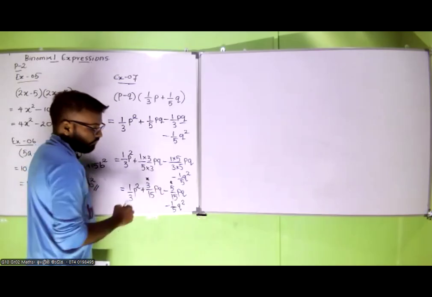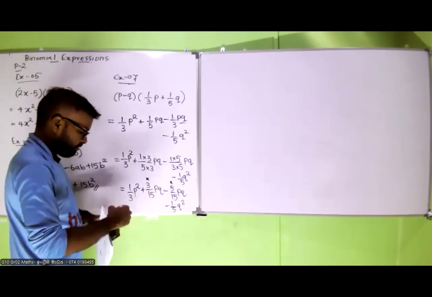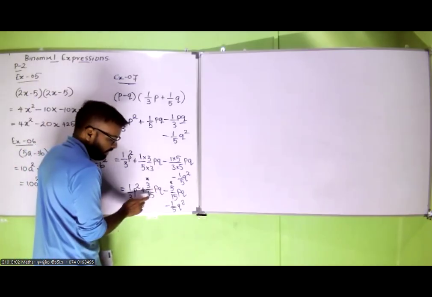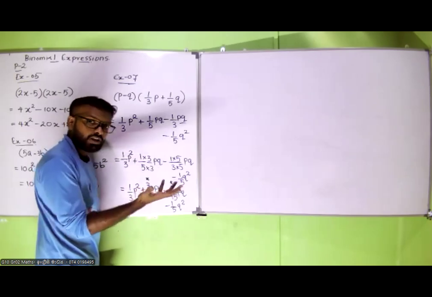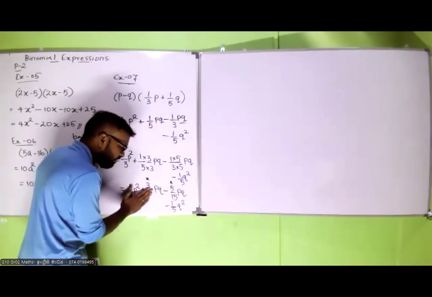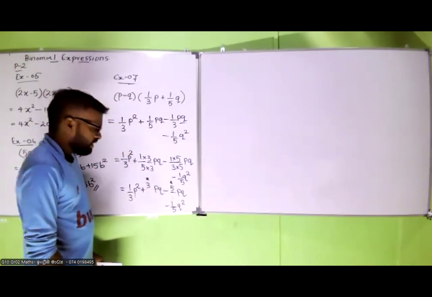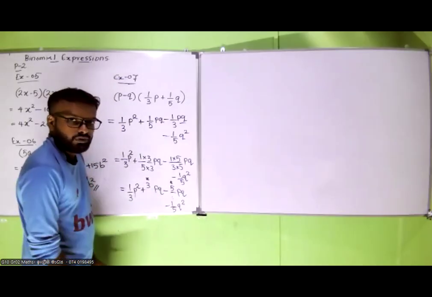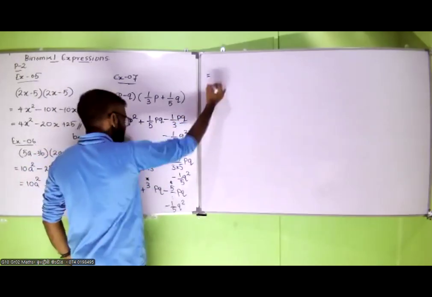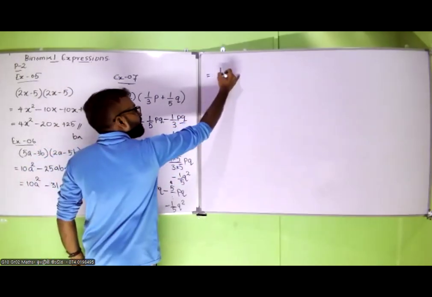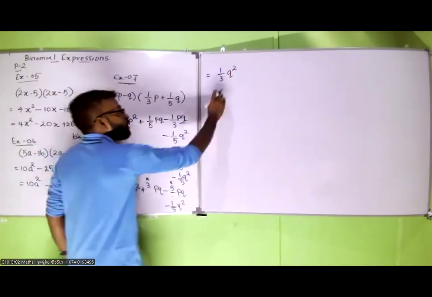Positive 3, negative 5. You know how to simplify, right? If I forget this, because the denominator is 15 and 15, both are equal, so no need to care about 15 actually. Now this is a simple simplification. Positive 3 and negative 5. Equal to 1 upon 3 P square.